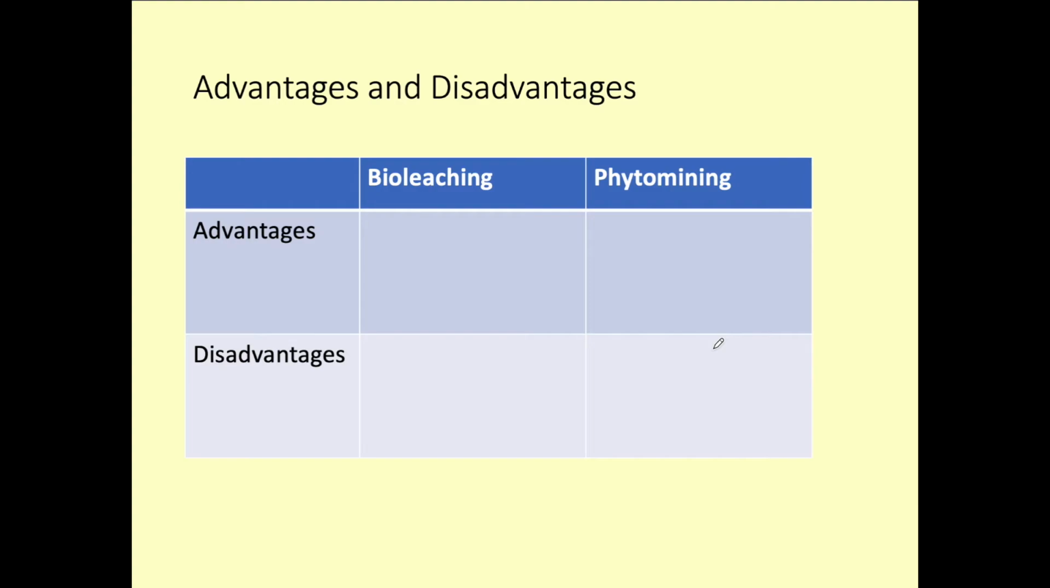So what I'd like you to do is, considering everything that we've discussed through that summary of bioleaching and phytomining, and the videos that you've looked at, consider what the advantages and disadvantages are for each of these processes. So pause the video whilst you have a go at this. I've put the answers on the next slide, but do have a go at this yourself first.